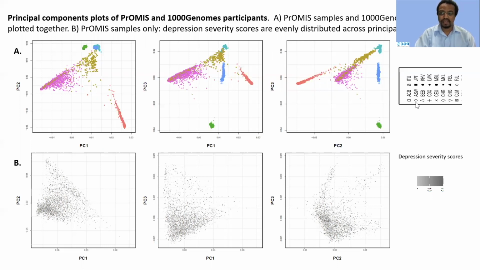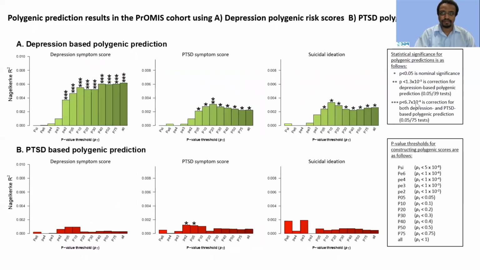Not surprisingly, most of the PROMISE participants aligned well with the 1,000 genome PEL sample, who are Peruvians from Lima, Peru. A small number of PROMISE participants dispersed among other samples from populations in South America, and this was also the case for a minority of the PEL samples. The bottom panel B shows the top 3 principal components from the PROMISE participants alone, with PTSD cases and controls.